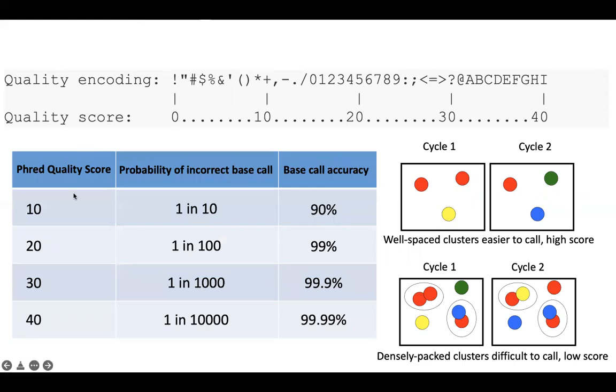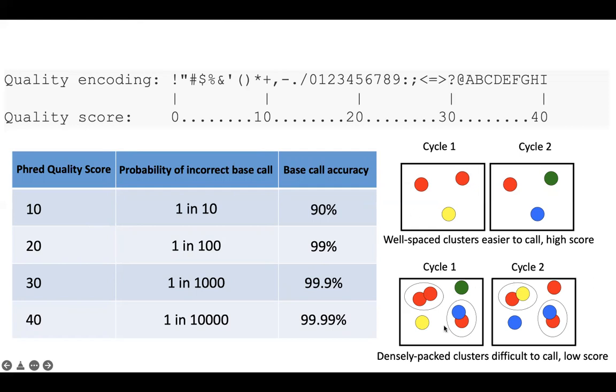And this number is an indication for the quality of the read. So if your base has a Phred score of 10, the probability of an incorrect base is 1 in 10, so your accuracy is 90%. 20 would be 1 in 100, 30, 1 in 1,000. And if you get to a 40, you have an accuracy of 99.99%. And of course, there are numbers in between these values.